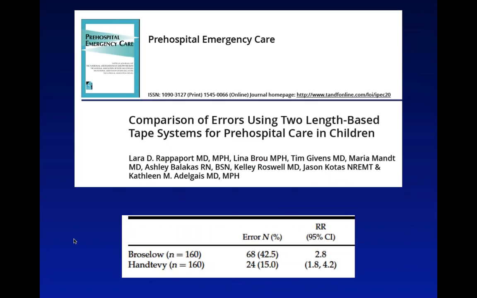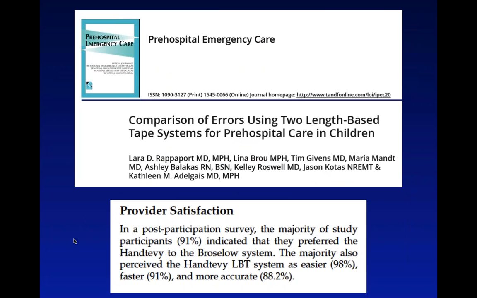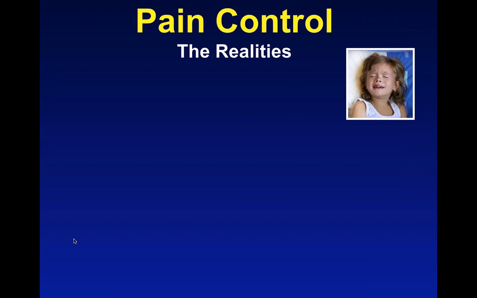So we have, again, a very big gap of information for pediatrics in general, whereas for the adults, it's pretty straightforward. And this is a shameless plug for the paper that was just published. This is an unfunded study done in Denver comparing our system to the Broslo, and showed a significant difference in dosing errors and also in provider satisfaction.